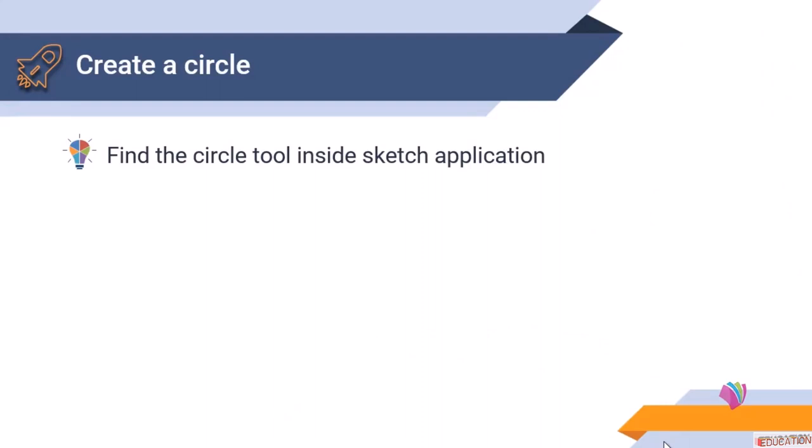In this lecture, we are going to create circles. First, we are going to find the circle tool inside the sketch application. And then, using that tool, we are going to draw a circle and finally we are going to constrain it completely. Let us do that in CATIA.